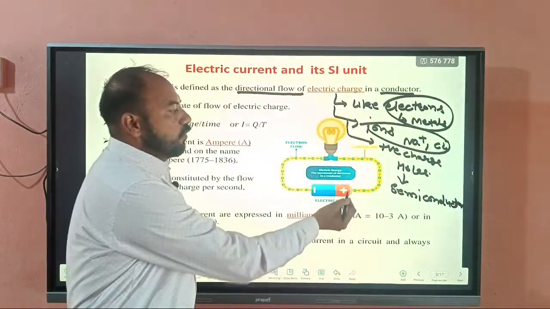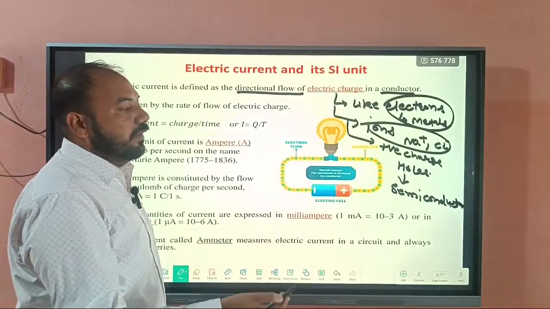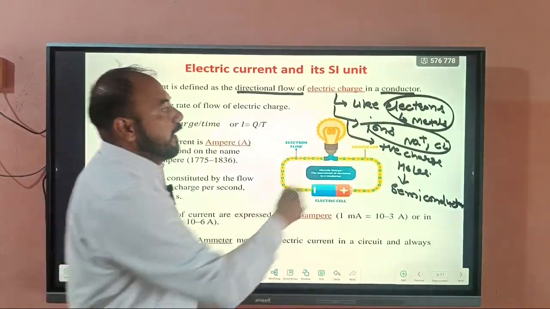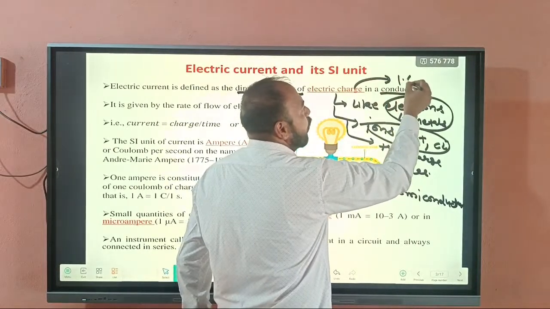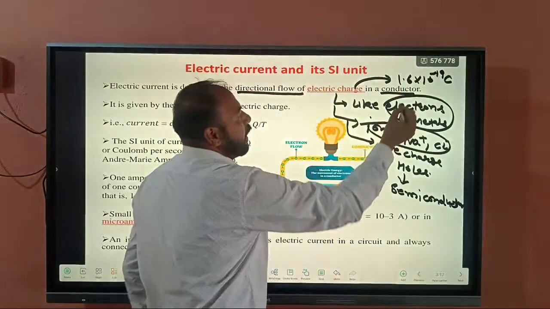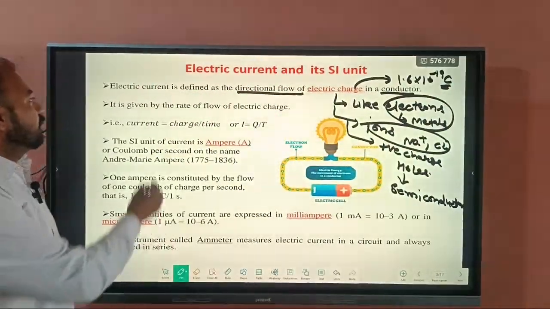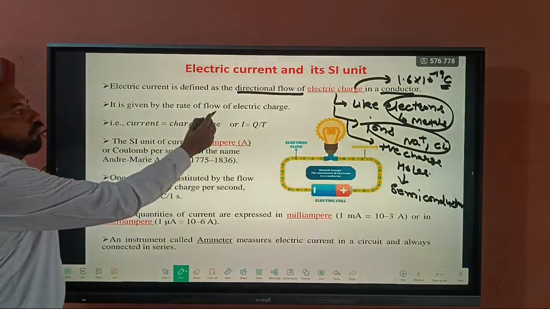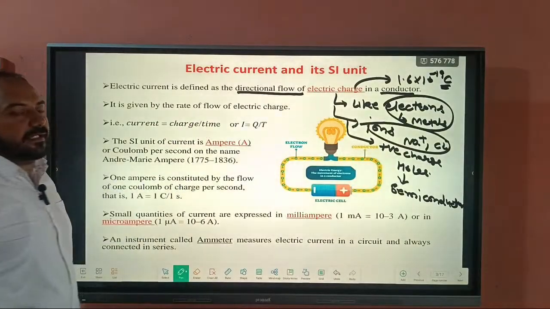A hole is also a positive charge particle, having charge equal to the electron but in the opposite direction. And what is the charge on an electron? The charge on an electron is 1.6 × 10^-19 coulomb. Here, coulomb is the unit of charge. Electric current is given by the rate of flow of electric charge. This is another definition of electric current.